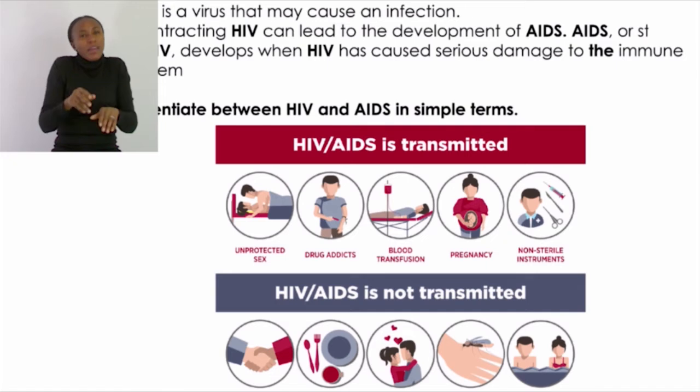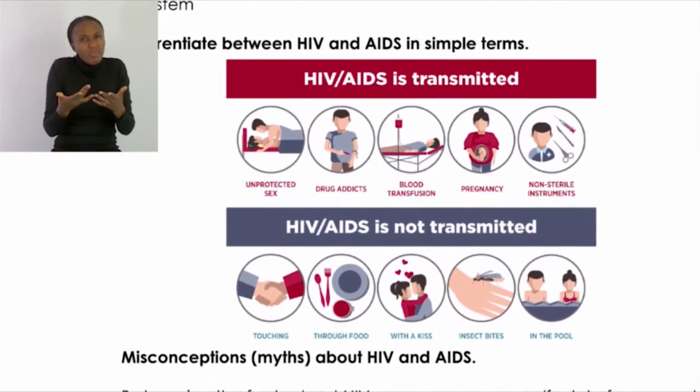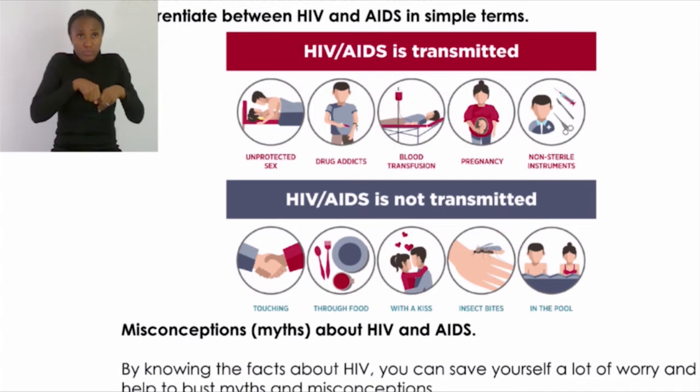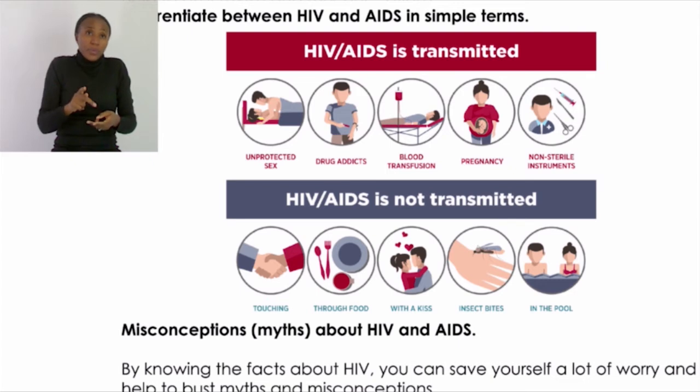You can also get HIV through pregnancy. For example, a pregnant mother can pass on HIV from her to an unborn baby. And we can also get HIV from non-sterile instruments.